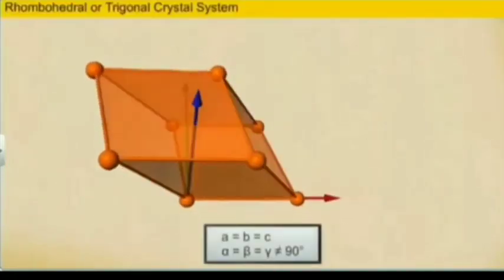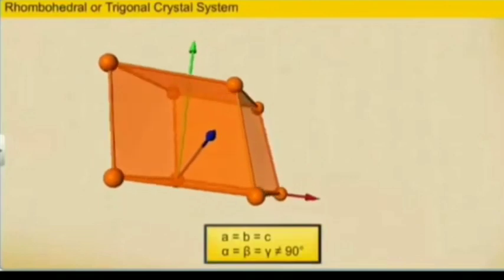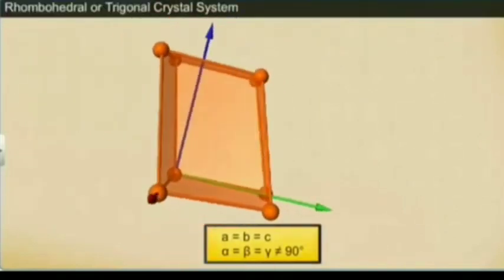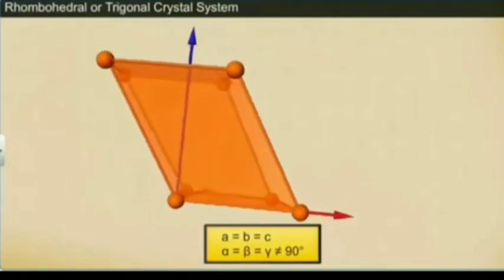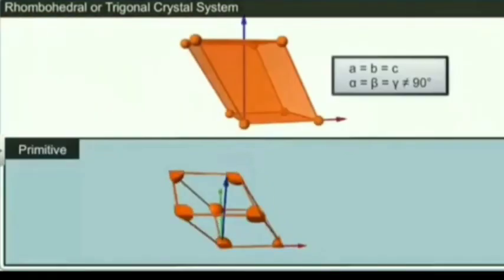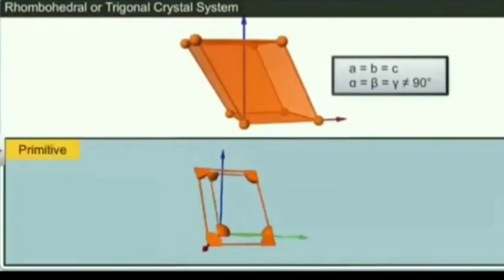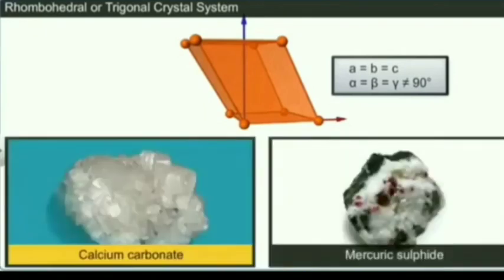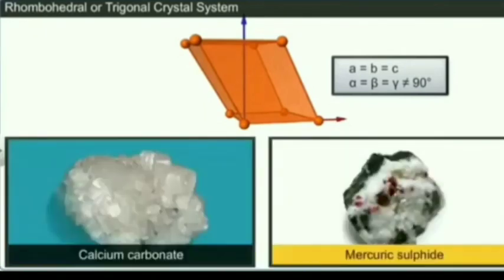Next one, rhombohedral or trigonal crystal system. In this, A is equal to B, which is equal to C, alpha is equal to beta, which is equal to gamma, which is not equal to 90 degree. The possible variations are primitive only. Examples: calcium carbonate and mercuric sulfide.